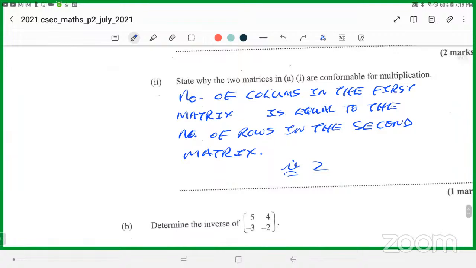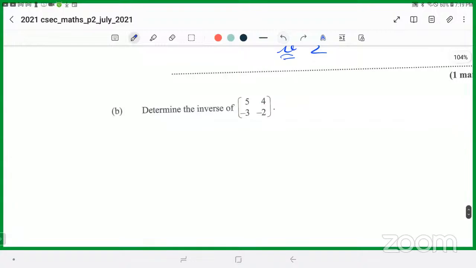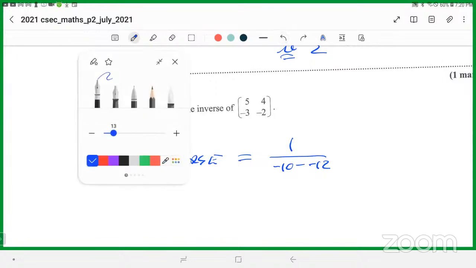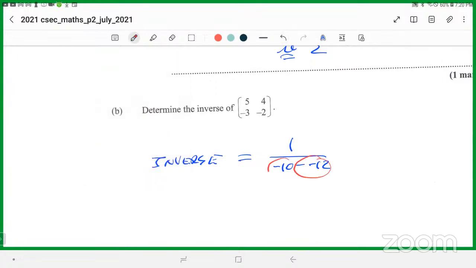All right, next question. What is the inverse of that matrix? Just calculate it. The inverse equals 1 over the determinant. What's the determinant? The first diagonal product, which is -10, minus the second diagonal product, which is -12. So you're subtracting a -12. This minus becomes a plus. It works out to +12 minus 10. That's a 2.